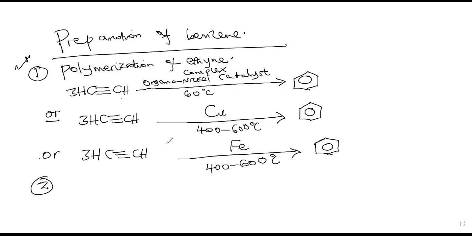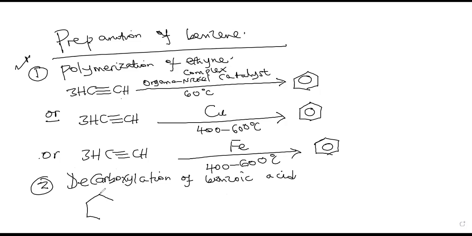Method number 2 that I can use to get benzene, I can decarboxylate benzoic acid. So this method one can call decarboxylation of benzoic acid. In the near future, we are going to see how this benzoic acid comes about. In the decarboxylation of benzoic acid, this is where the carboxyl group is removed. Let me first show you, this is my benzoic acid with the carboxyl group.